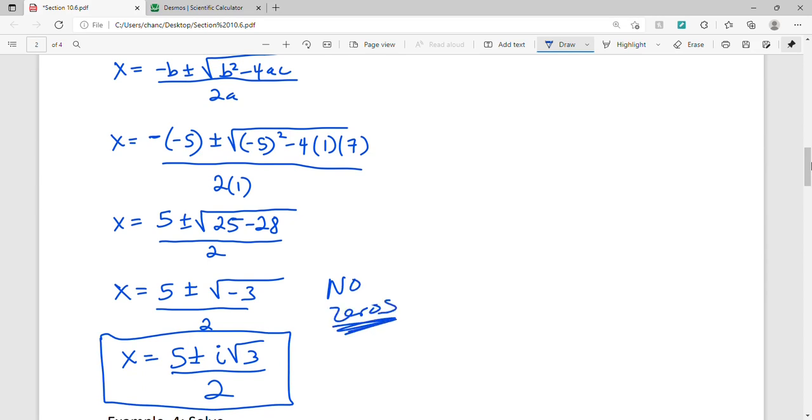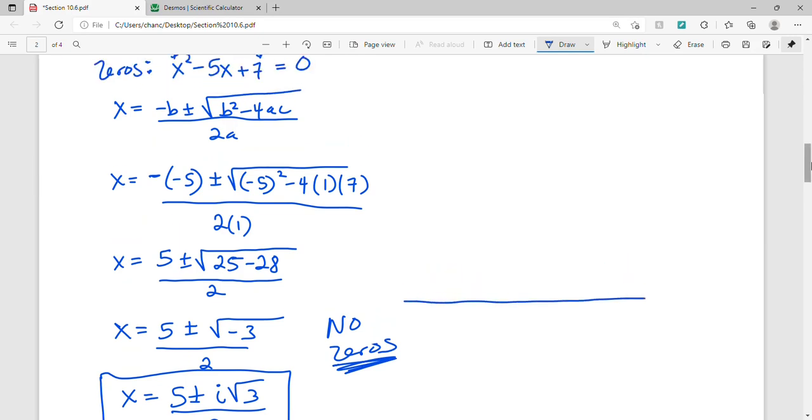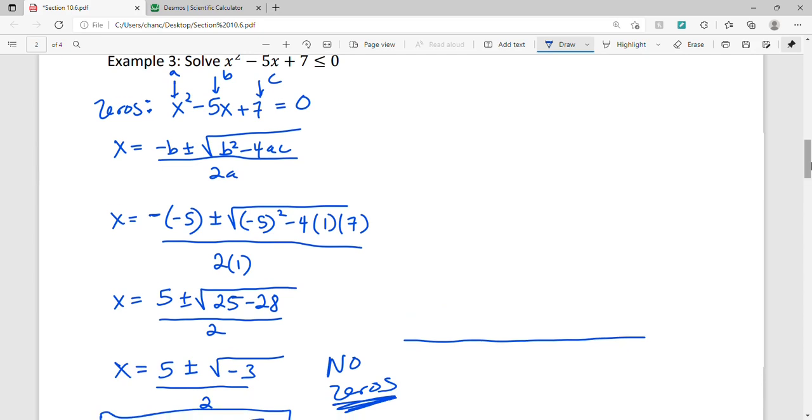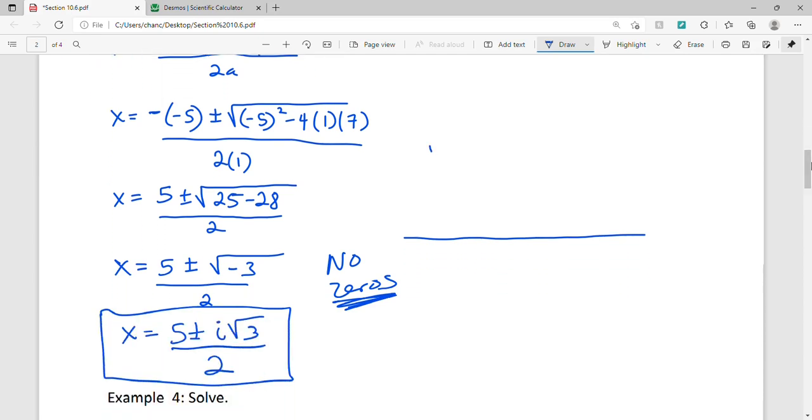which means my graph has to look something like this. We have x squared minus 5x plus 7. So it's a parabola that faces up and it doesn't have any x-intercepts. No zeros means no x-intercepts. So it's way above our x-axis. It doesn't have an x-intercept.